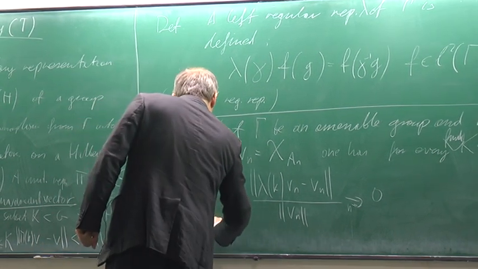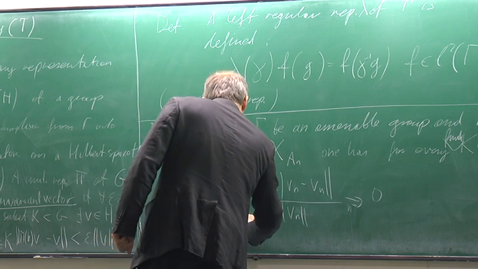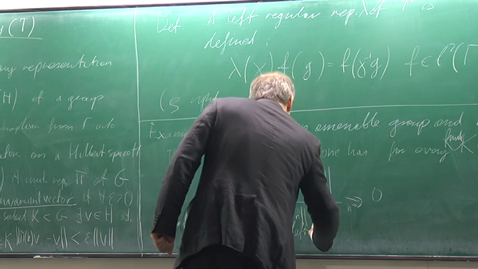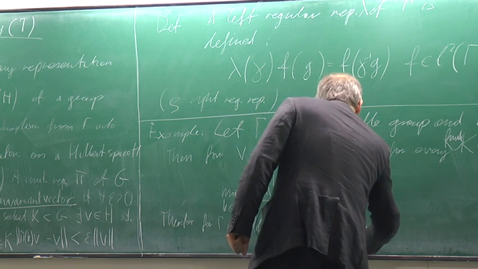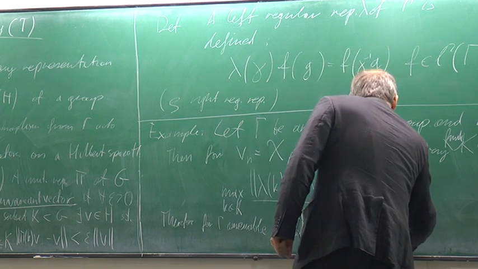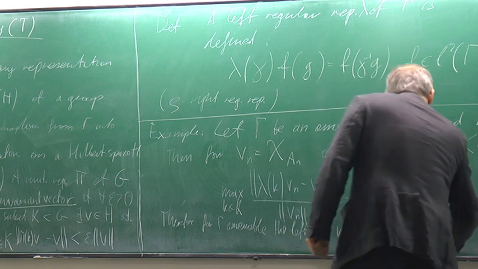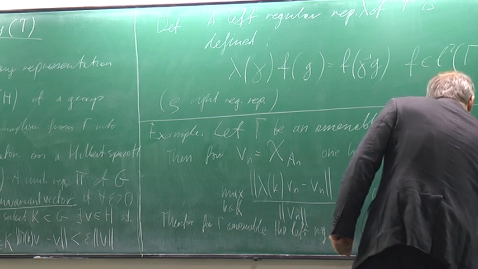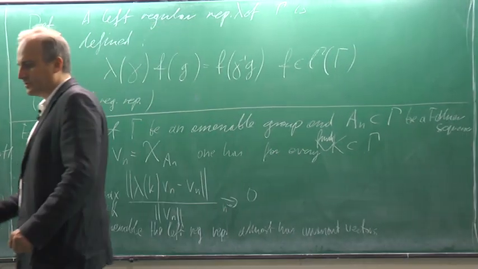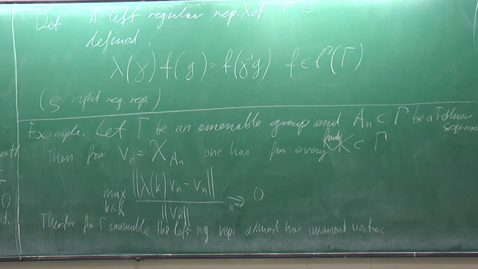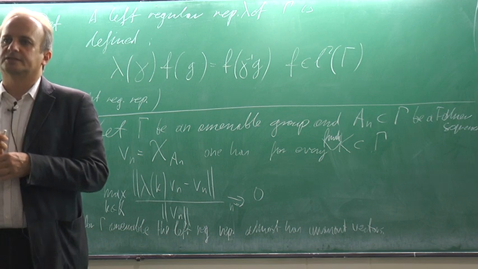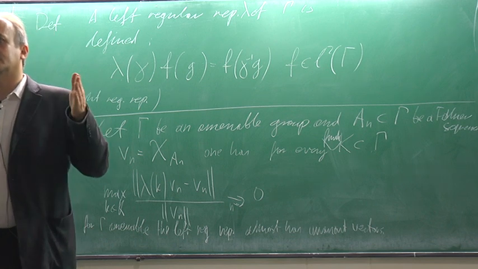Therefore, for gamma amenable, the left regular representation almost has invariant vectors. Okay, so in particular for integers, which are amenable, we know that as a Følner sequence, we could take a sequence of longer and longer intervals, and therefore characteristic functions are vectors which are more and more invariant.